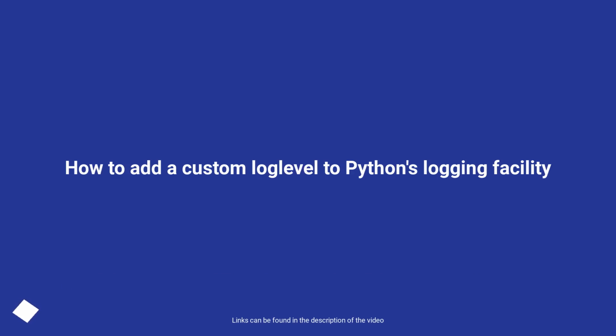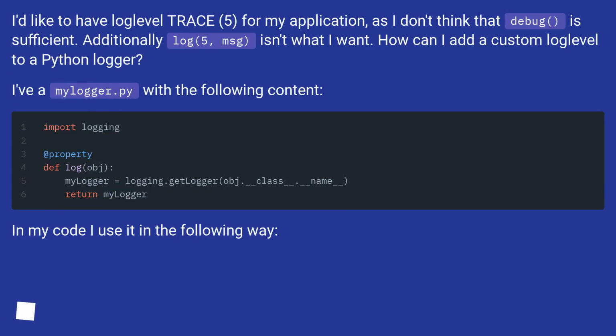How to add a custom log level to Python's logging facility. I'd like to have log level TRACE (5) for my application, as I don't think that DEBUG is sufficient. Additionally, log(5, msg) isn't what I want. How can I add a custom log level to a Python logger?